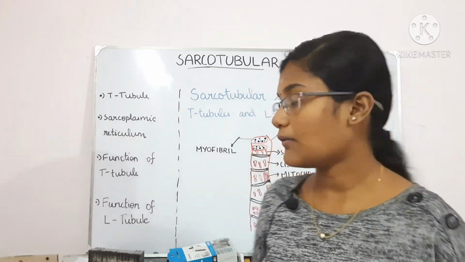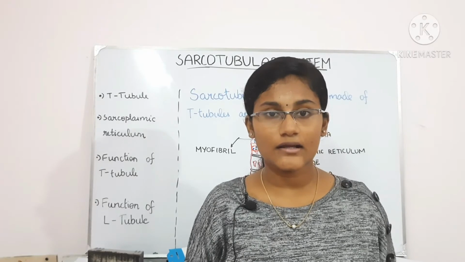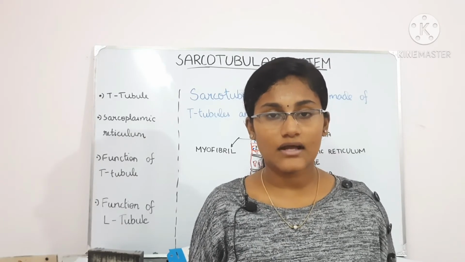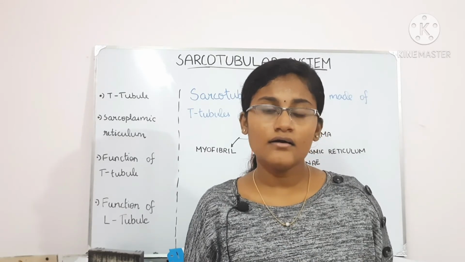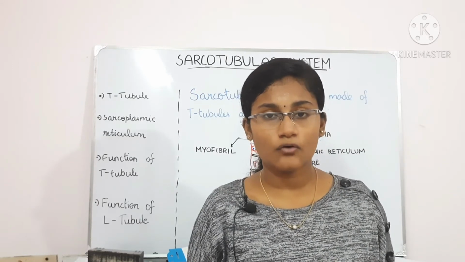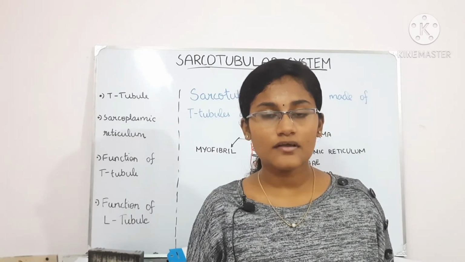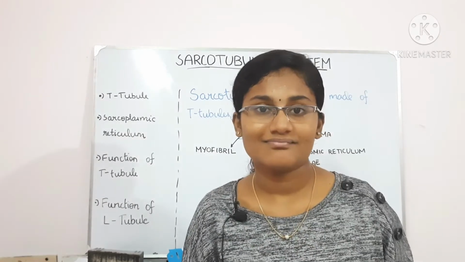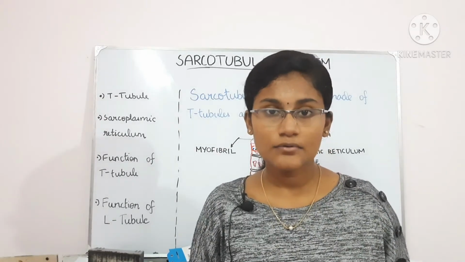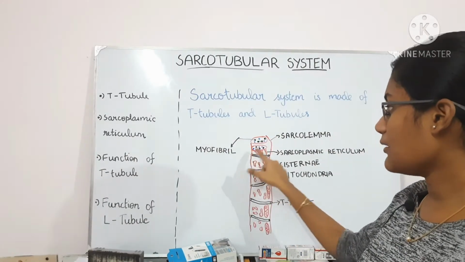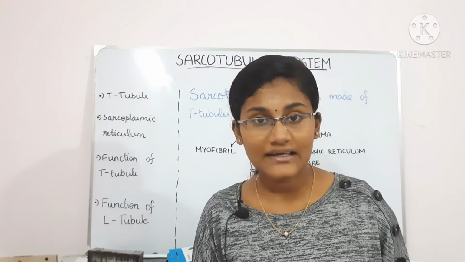Now let's talk about the L tubule. The L tubule is also called the sarcoplasmic reticulum, or the endoplasmic reticulum in other cells. The L tubule is a closed tubule. Unlike the T tubule, which is an open tubule, the L tubule is closed, and it is present around each myofibril. T tubules extend from one end of the muscle fiber to the other end, but L tubules are not like that. They are present around each myofibril.